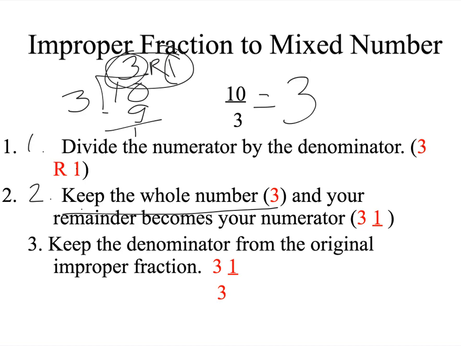Then your remainder, which is 1, is going to become the numerator of your mixed number's fraction. And then you're going to keep the denominator from the original fraction. So if you look here, the original fraction has a 3. So that is the denominator of our mixed number fraction. So the mixed number is 3 1/3.